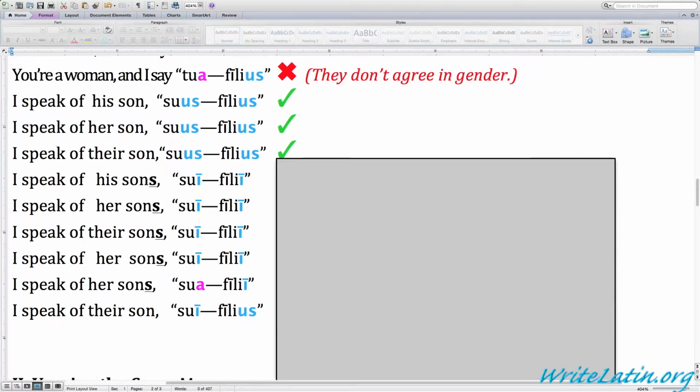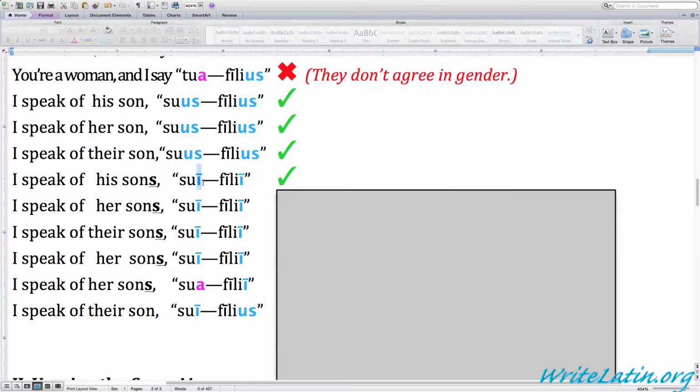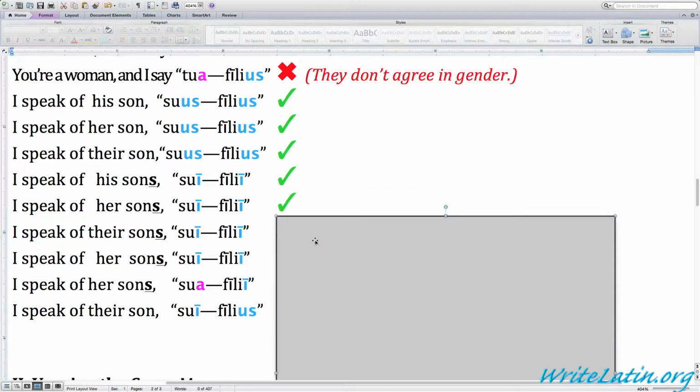What if I speak of his sons, sui filii? Is that correct? Notice his is singular, but sons is plural. Should we have a singular here? No. All you have to be worried about is that sui agrees in case, number, and gender with filii. The two endings should match. Okay, I speak of her sons. Is that correct? Yes. Sui can mean her.